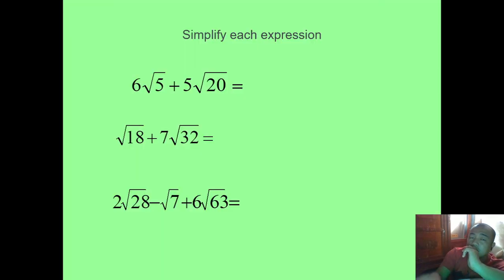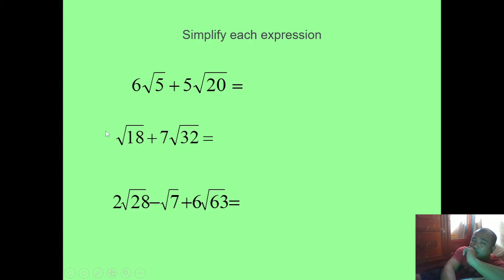Okay, it's your turn to answer the following. For 6 square root of 5 plus 5 square root of 20, what do you think is the answer? First, factor 20, which is 4 times 5. Square root of 4 is 2 times 5 is 10. So 6 plus 10 is 16 square root of 5.